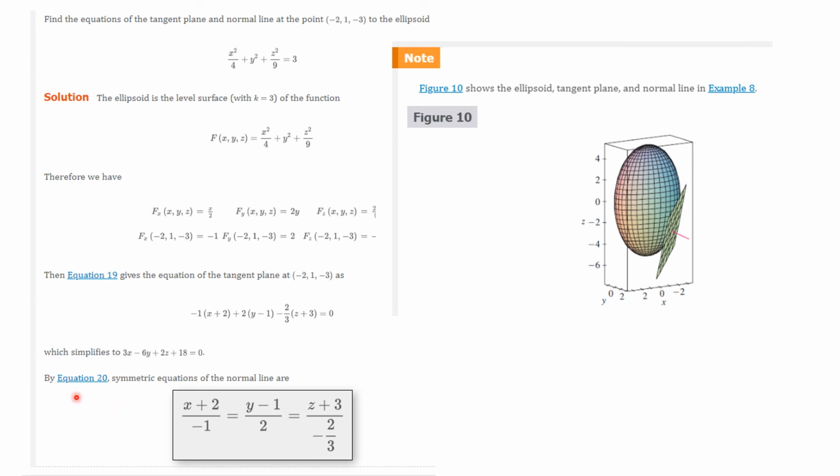Now, by the equation that we found for the symmetric line, these are the direction coefficients that are in the denominator, and then on the top it's x minus x naught, y minus y naught, and z minus z naught. So those are the equations of the tangent plane and the normal line. And here's a picture showing our ellipsoid, and there is the tangent plane, and you can see that that seems to line up with what we wanted.